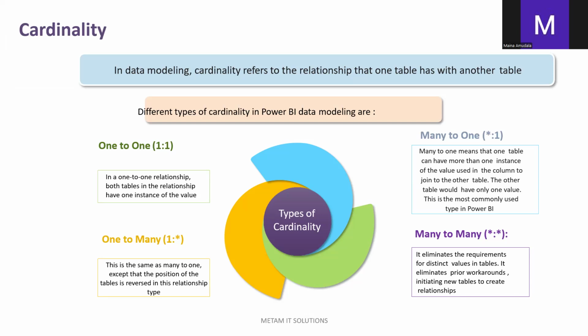Okay, one to many. And coming to many to one, many to one means that one table can have more than one instance of the value used in the column to join the other table. That other table would have only the one instance value. Then we can call it many to one cardinality.